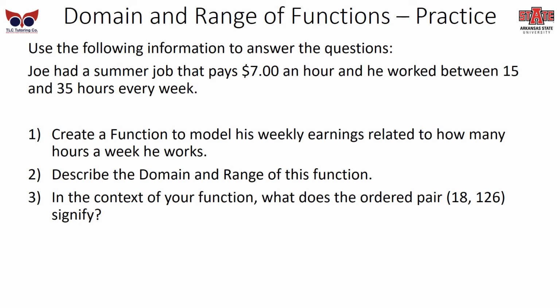So let's try this for a little practice. Use this information to answer some questions. So Joe had a summer job and it pays $7 an hour, and he worked between 15 and 35 hours a week. So we want to create a function to model his weekly earnings related to how many hours he worked in a week. Describe the domain and the range of this function, and in the context of your function, what does the ordered pair 18, 126 signify?